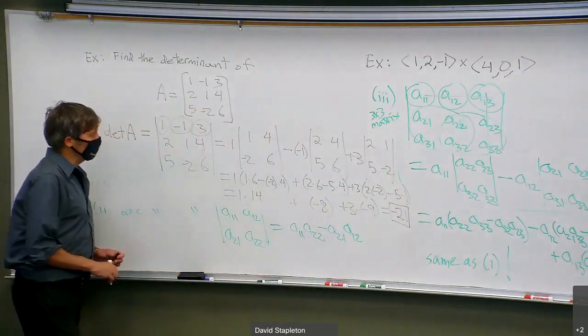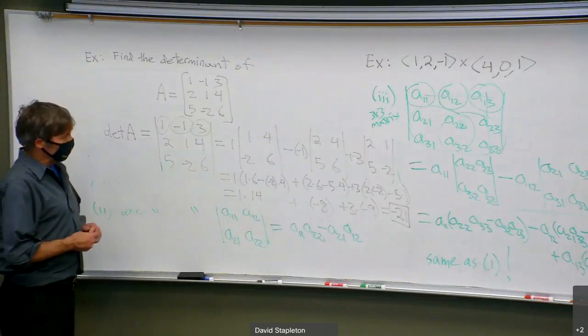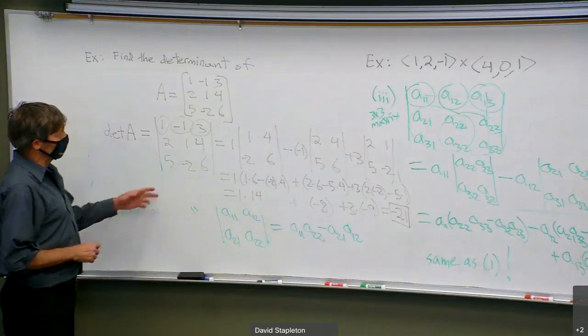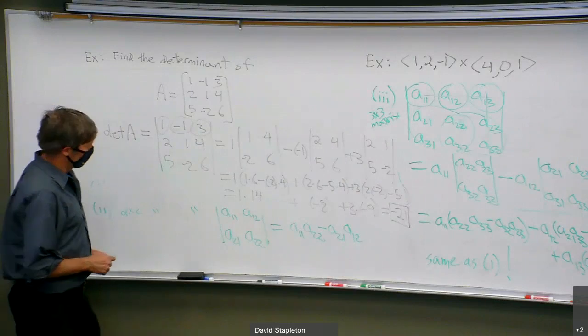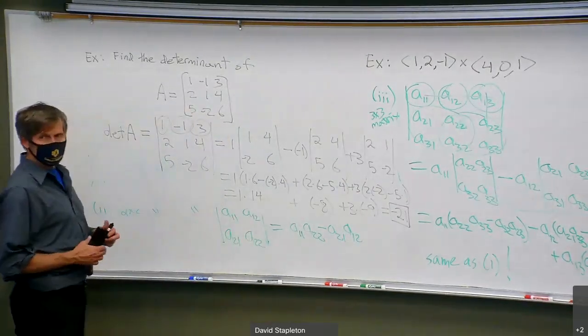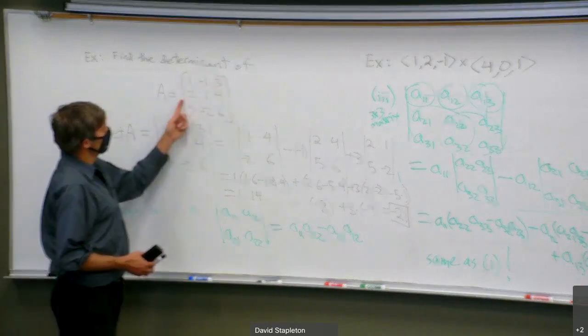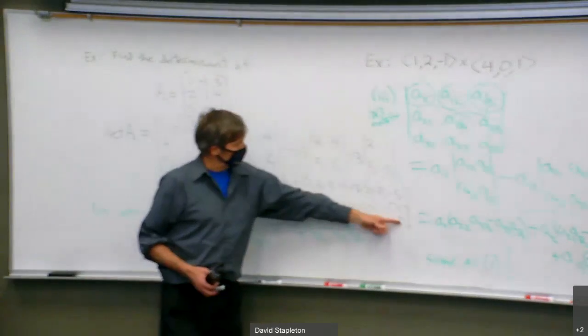And amazingly, you think, wow, I'm just doing a whole bunch of wild computations. But it turns out to have great geometrical significance, this determinant, in all sorts of ways. Any questions on this one? The determinant of this matrix is this number, negative 21.